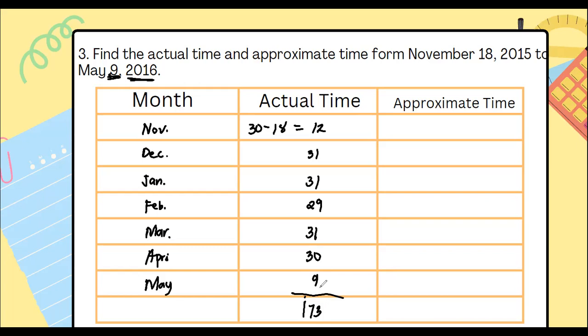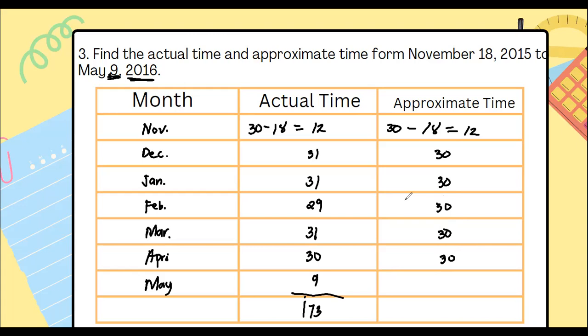So again, on approximate time, all months have 30 days. Okay? So if our starting date is November 18, we also subtract it from 30. Again, all months have 30 days on approximate time. So 30 minus 18 is equal to 12. Then we list the number of days from December to April. So using approximate time, December has 30 days, January also 30 days, February also 30 days, March 30 days also, and April also has 30 days. If you notice, for February we used 30 days even though it is a leap year, because we are on approximate time this time.